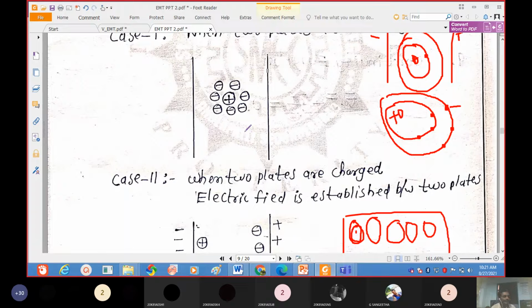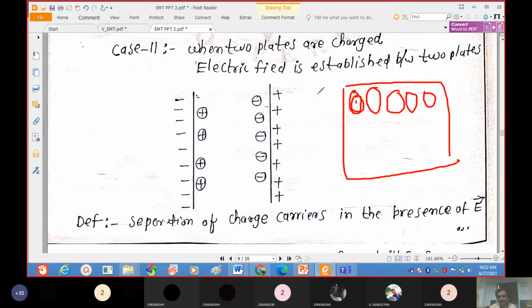All dielectric materials are insulators, but all insulators are not dielectrics. In some insulating materials the polarization process does not take place, so those are not dielectric materials. If polarization is possible, only then do we call the material a dielectric. Understood? So all dielectric materials are insulating materials.